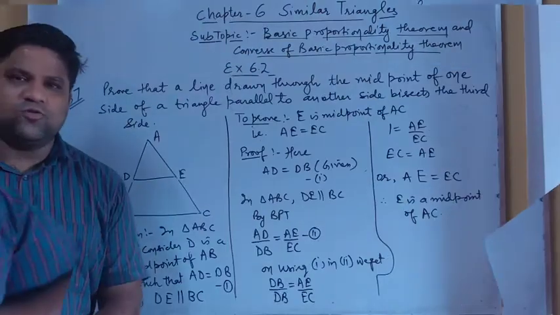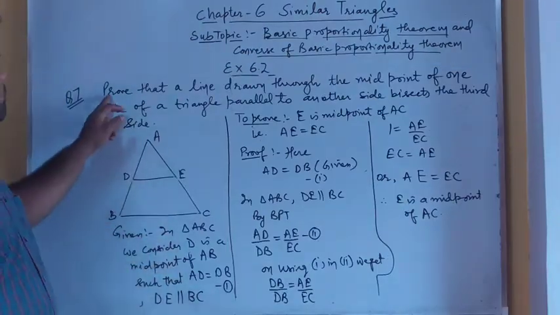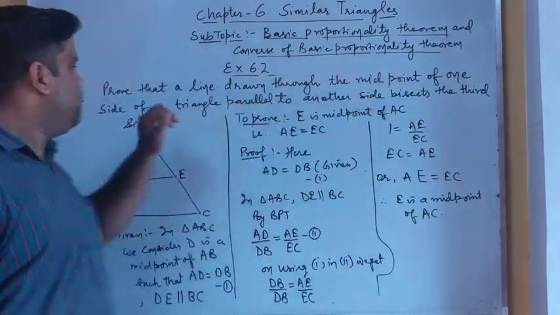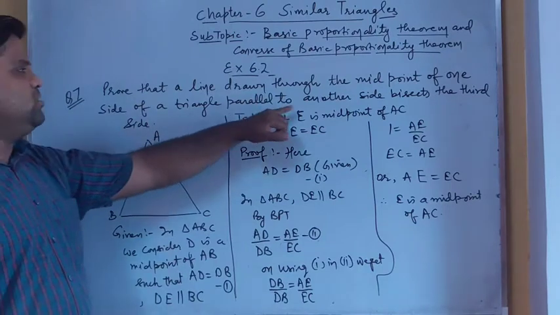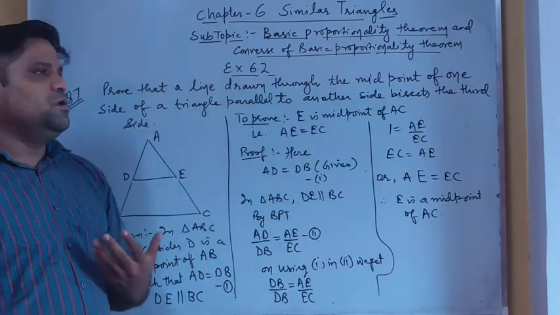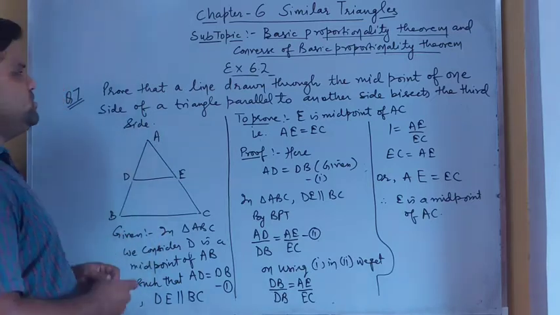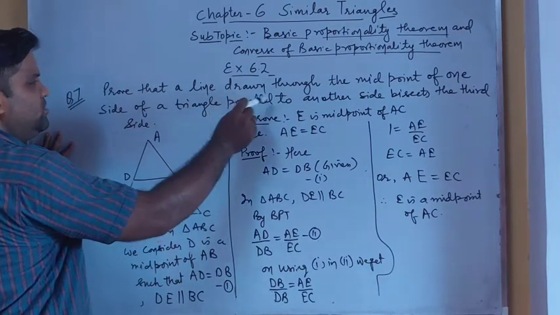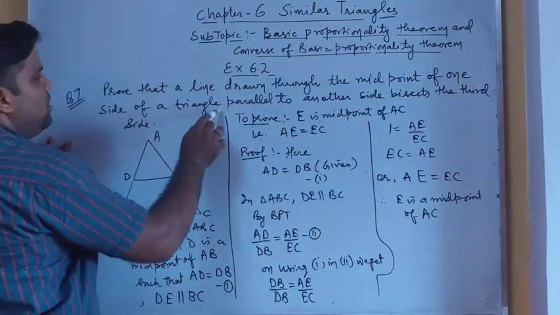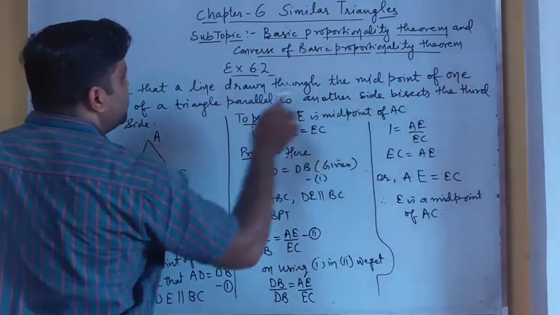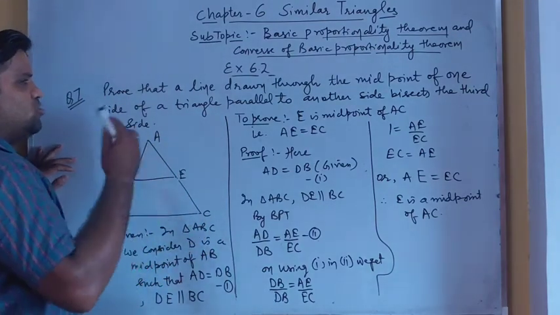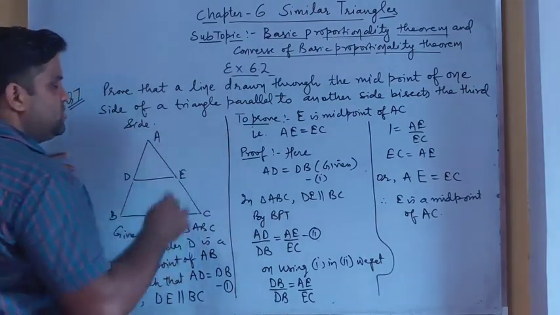Now let us come on question number 7. Prove that a line drawn through the midpoint of one side of a triangle parallel to another side bisects the third side of a triangle. Here again I am repeating the statement. Prove that a line drawn through the midpoint of one side of a triangle parallel to another side bisects the third side. What is the meaning? So let us draw the figure and try to understand what is the meaning of this.